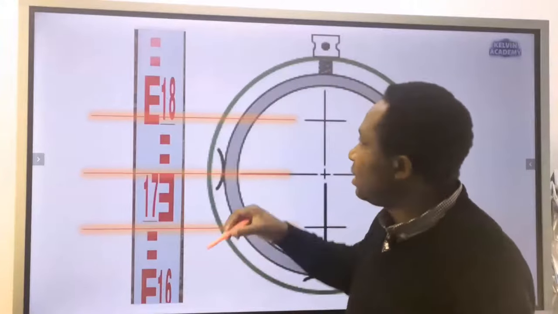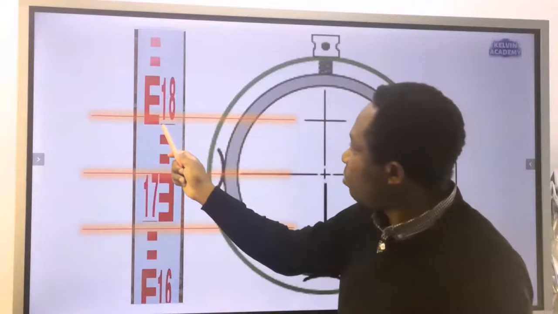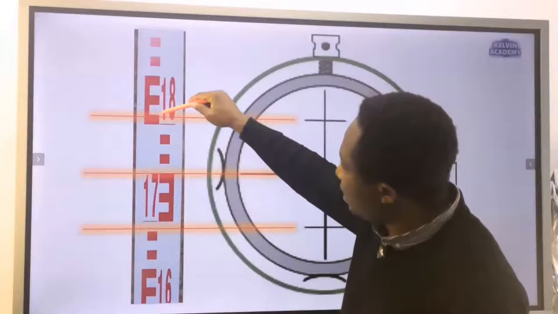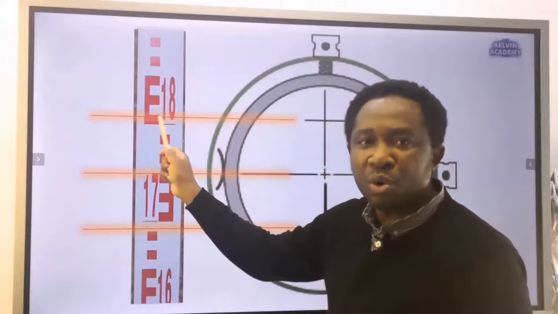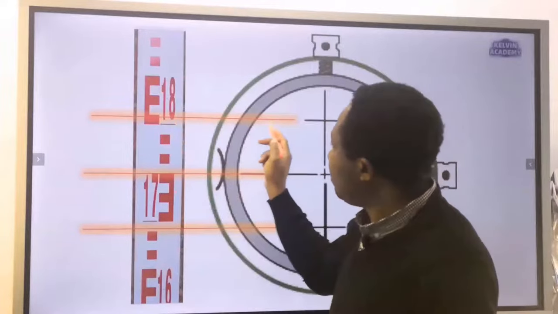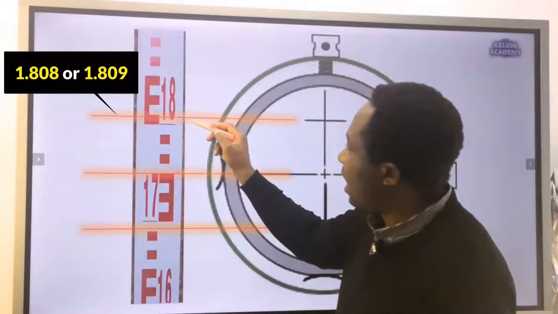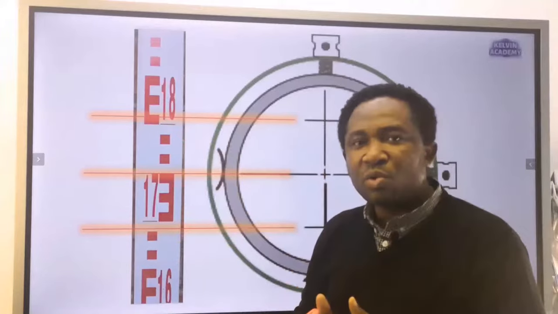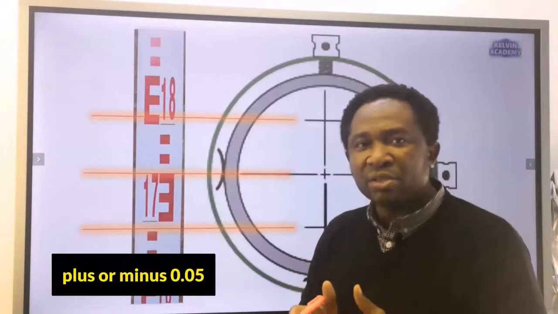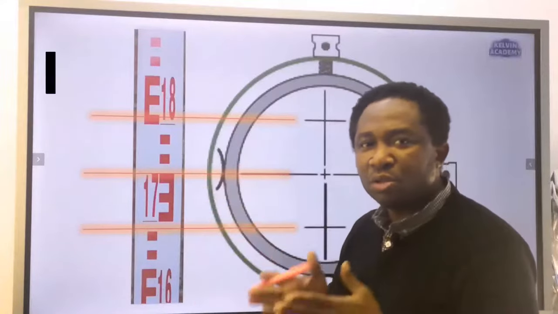Now that you understand the reading, let's read this top crosshair. This is 1.800 and this is 1.810. This top crosshair is not up to 1.81. If you observe this line, someone can read this as 1.808 and another can read it as 1.809. You can see why the tolerance of plus or minus 0.05 is allowed to take care of the little difference in this reading.